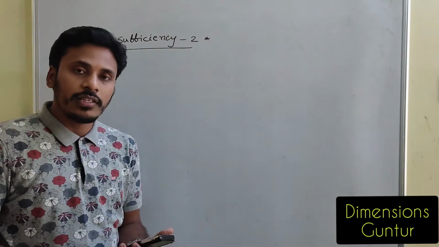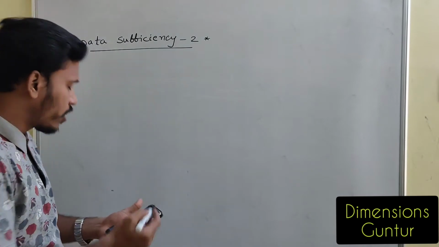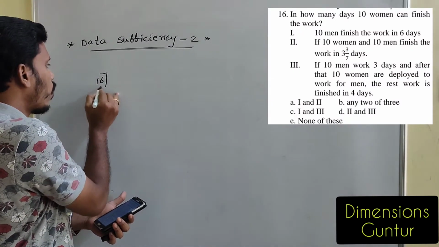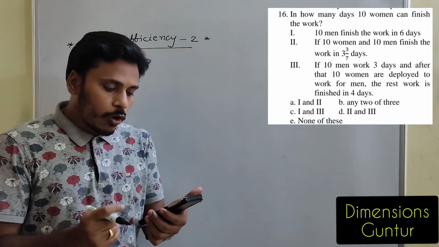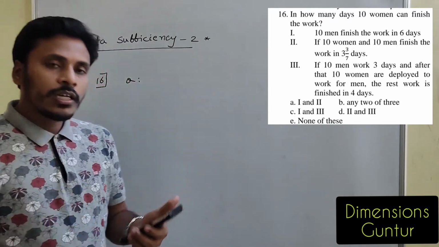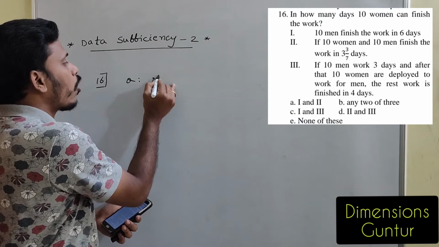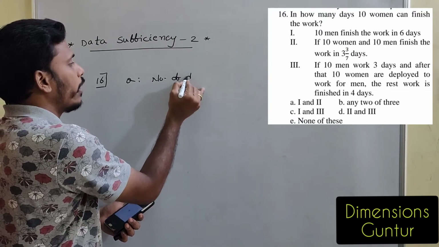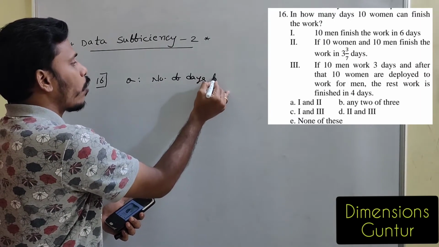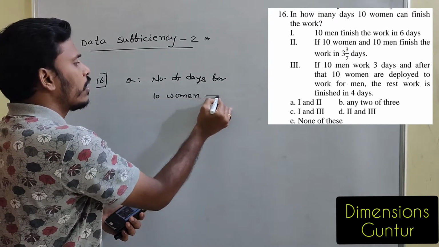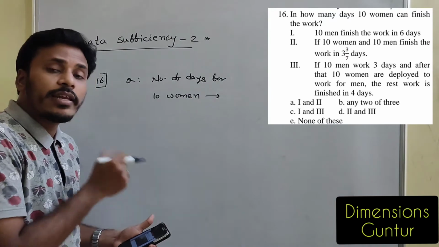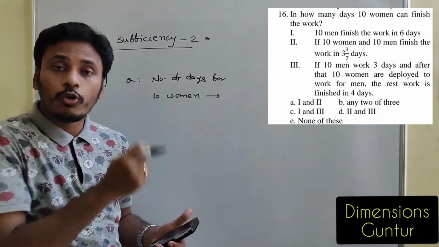So we need to utilize the logics related to time and work here. So 16th problem, what is the question part in the 16th one? We need to find out the number of days for 10 women to finish the work. Number of days required for 10 women to finish the work.